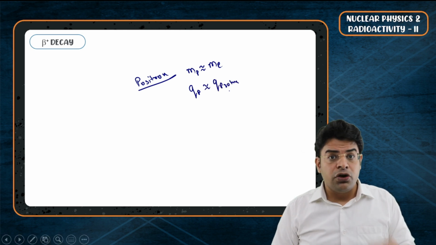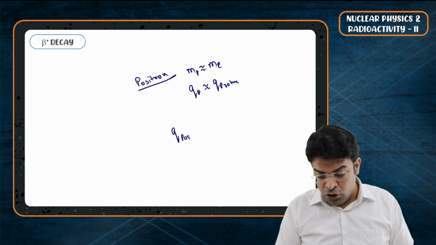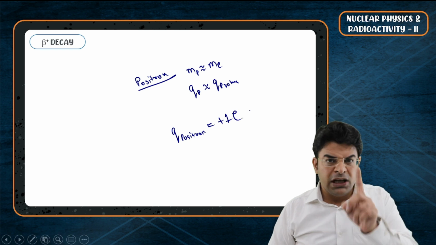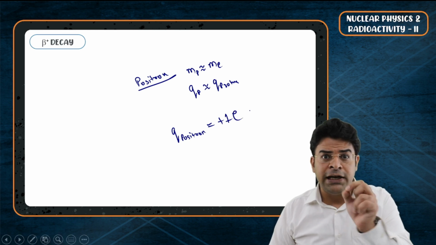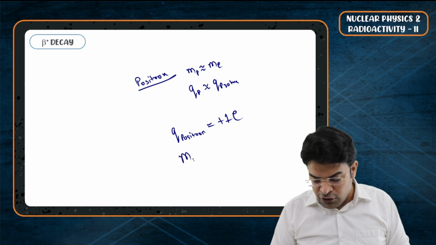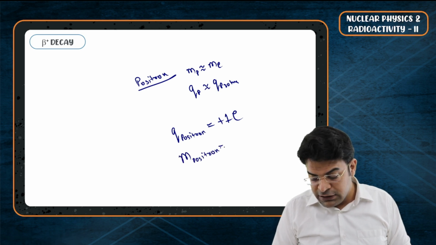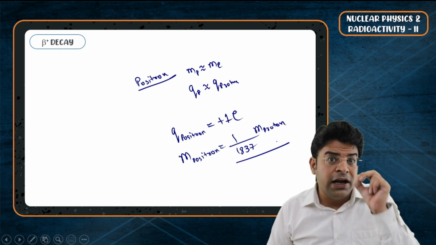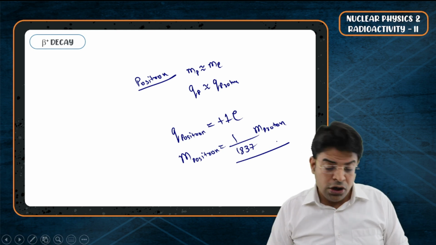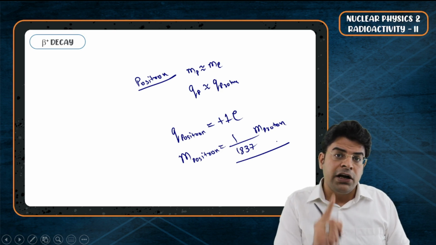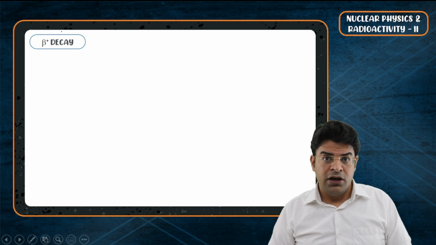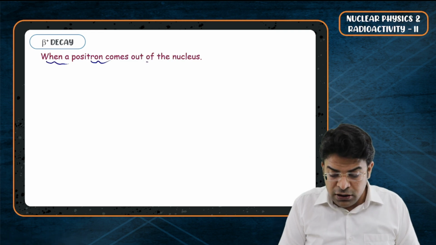So for a positron, you will say that the charge on the positron is nothing but the same as the charge on a proton, that is plus 1e. Plus 1 times 1.6 into 10 raised to the power of minus 19 coulomb. And when you think about the mass of a positron, the mass of a positron is equal to 1 by 1837 times the mass of a proton. Considerably very small mass compared to that of a proton, the mass equal to that of an electron. A positron is the true antiparticle of an electron. So when we say that beta plus decay takes place, it means that a positron comes out of the nucleus.